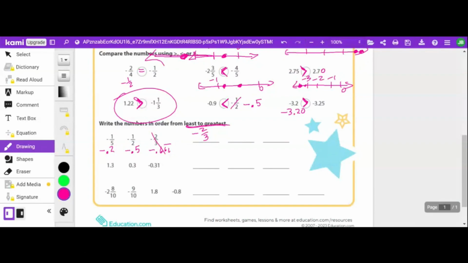Which one? Got to be careful. We're looking for which one is more negative. So we're looking at negative 0.2 and negative 0.5. Which one of these is more negative? And more negative means it's the smallest.